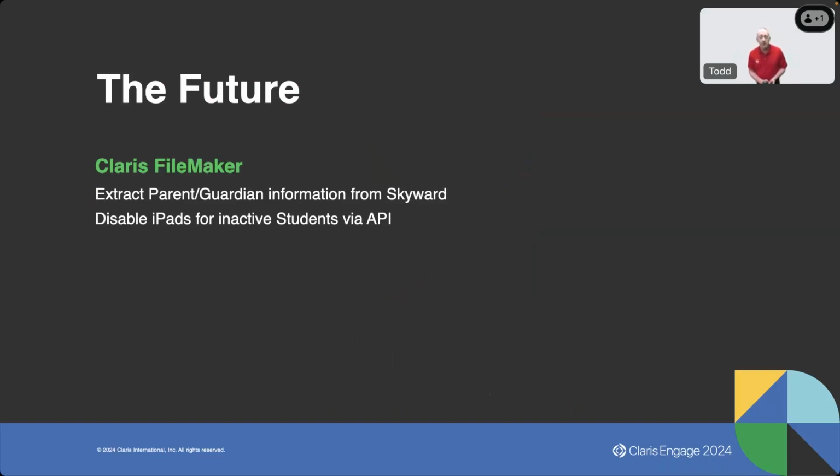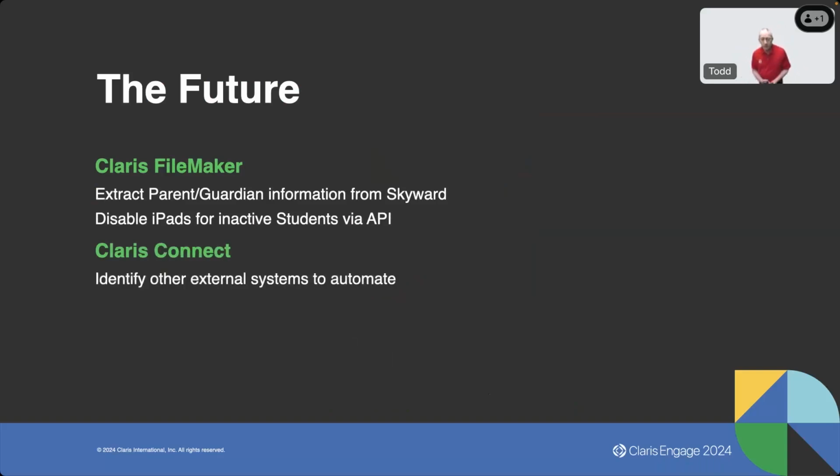Also, the next project for me, when I get back from Engage, is to work on an API call that will send information and an update and put an iPad in a specific group within Jamf, if we discover that there is an inactive student that is still assigned an iPad. And so what we're able to do is move that iPad into a specific group in Jamf, and then Jamf is able to issue a command for that group to disable the iPads as a way to encourage the student to return the device to the school because it has been disabled.